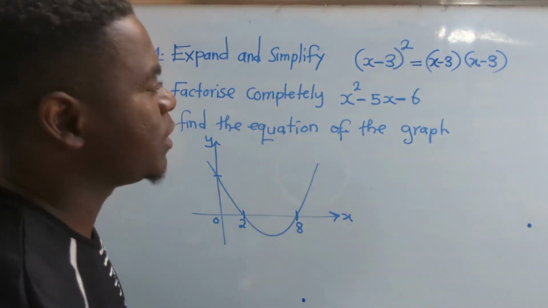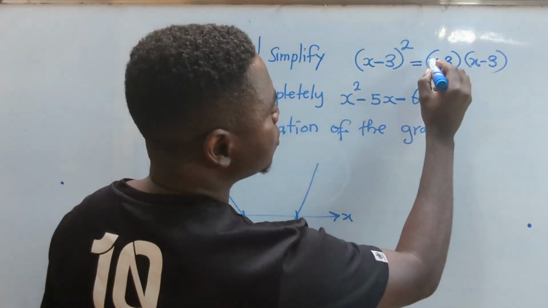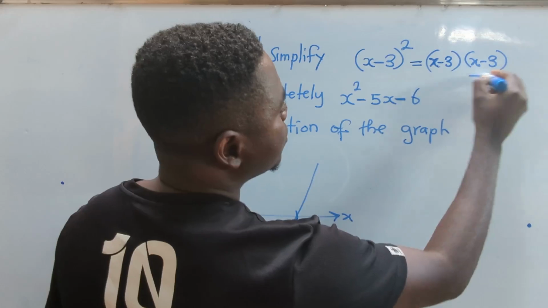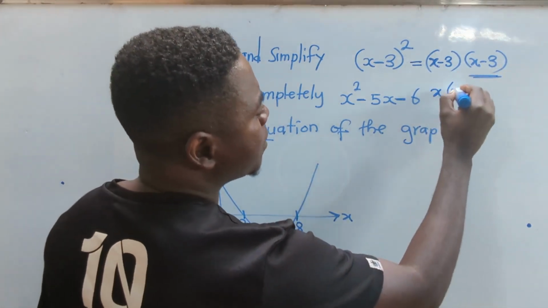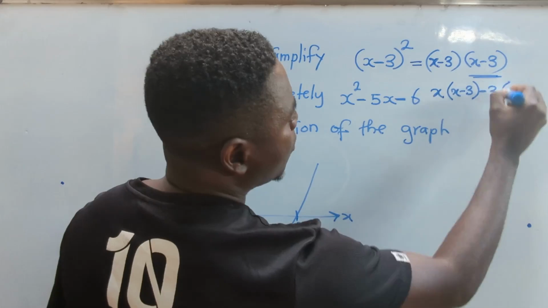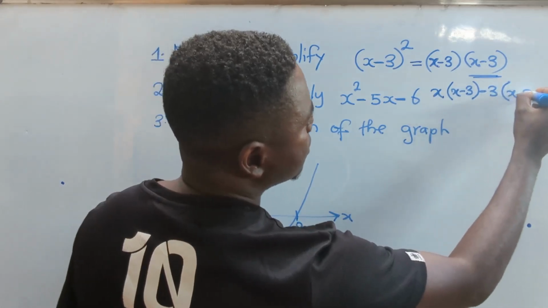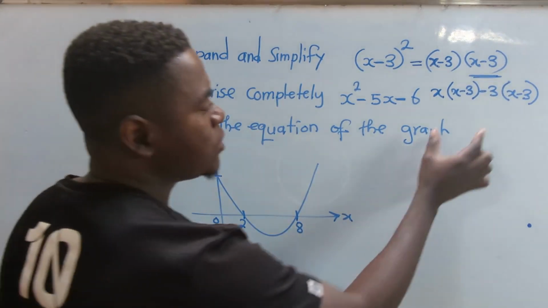So now what we are going to do is that we are going to expand, where I'm going to get this x, multiply it with everything in the bracket there. So I'm going to have x multiplied by x minus 3, then I've got minus 3 multiplied by x minus 3. This is what I'm going to have.